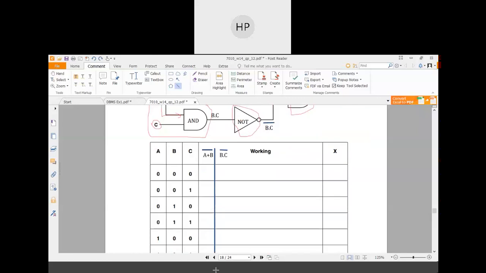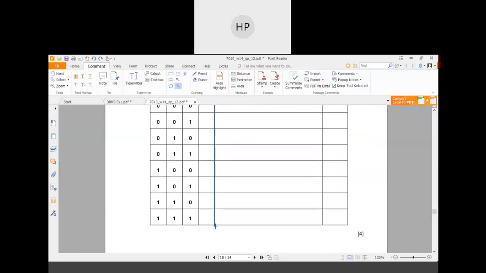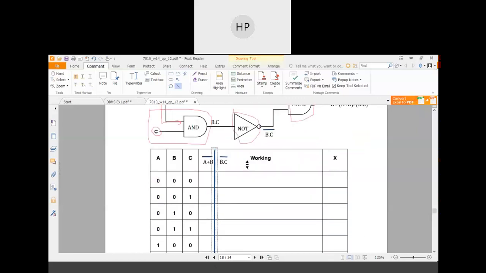Okay. So I'm going to separate the table like this. Done. Okay. Now what you need to do is complete these two columns, A plus B. So how do you complete this column? Now we have values for A and values for B in these two columns.